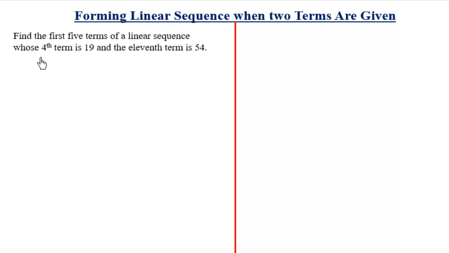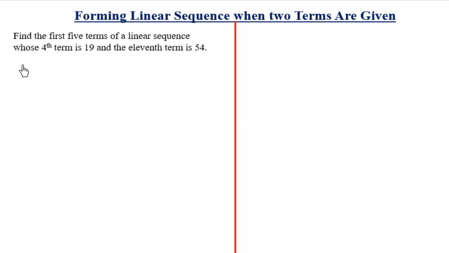Now before we start, whenever you have two terms and you are supposed to form a linear sequence, remember we are going to have two equations which we have to solve simultaneously to get the values of the first term and then the common difference, and from there we can form our linear sequence. So we have two terms, the fourth term and the 11th term.